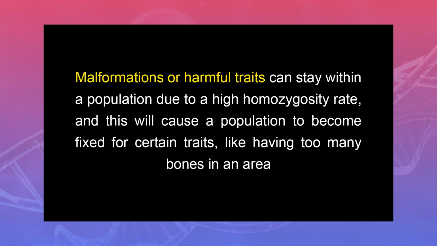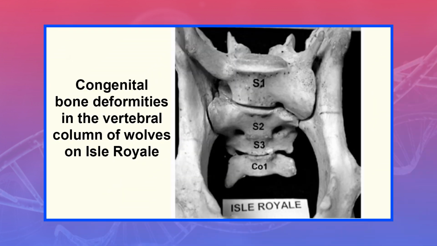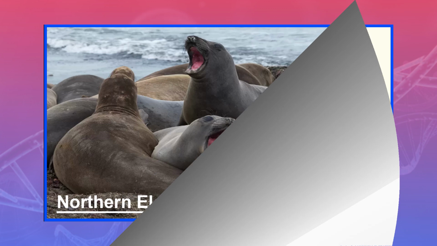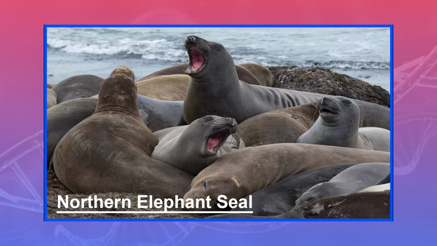Malformation or harmful traits or characters can stay within a population due to a high homozygosity rate, and this will cause a population to become fixed for certain traits like having too many bones in an area, like the vertebral column of wolves on Isle Royale, or having cranial abnormalities such as in northern elephant seals where their cranial bones length in the lower mandibular tooth row has changed.